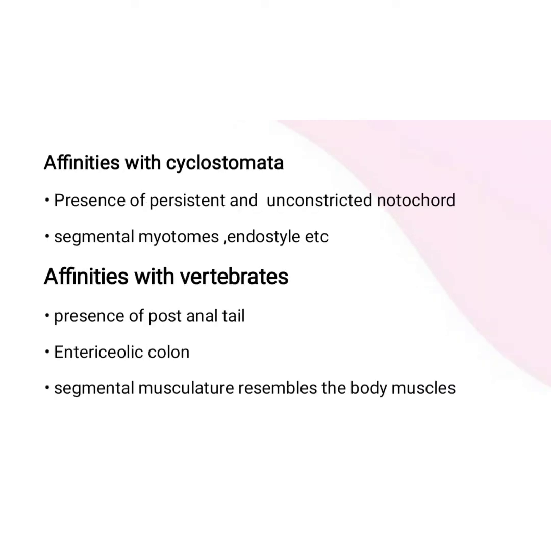It shows some affinities with Cyclostomata, the agnathans, in the segmental myotomes, endostyle, etc., and the presence of persistent and unconstricted notochord. It has affinities with vertebrates too: the presence of post-anal tail and the enterocelic coelom, and the segmental musculature resembles the body muscles of vertebrates. Thank you.